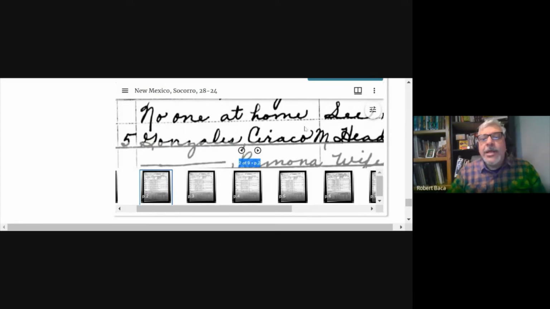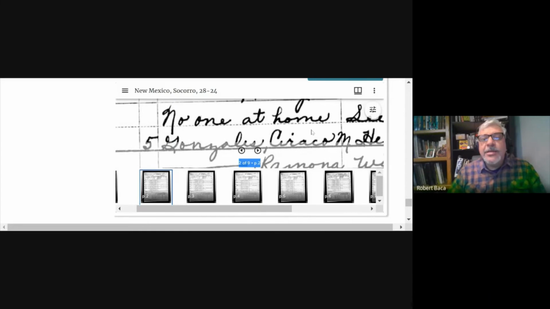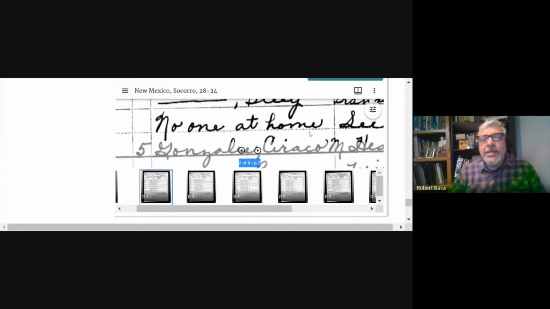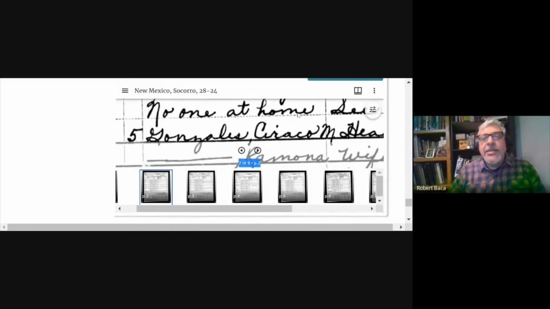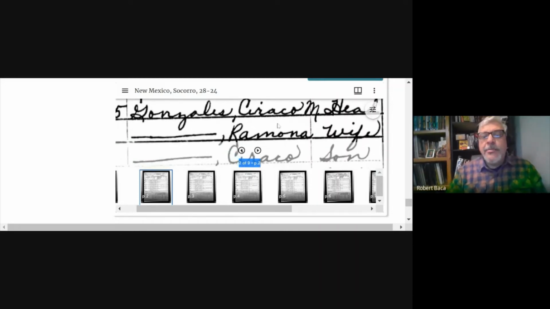No one at home. You'll see a lot of these. It kind of freaks me out because there are people that they didn't enumerate, it looks like. And then here's a family member, Sidiaco Gonzalez. This is the father. Ramona Baca was my grandfather Santiago's sister. Ramona Baca Gonzalez. She died just a few years back.